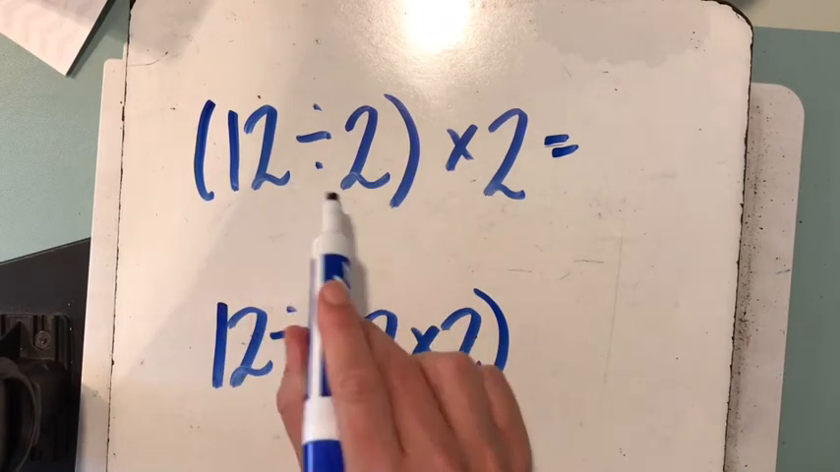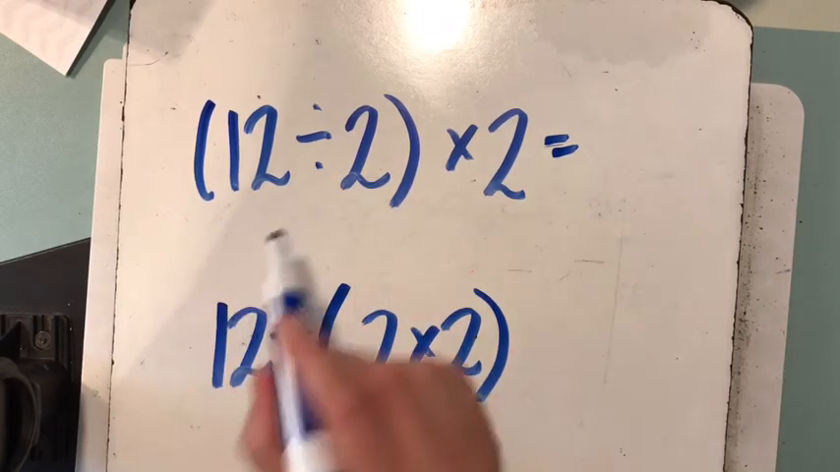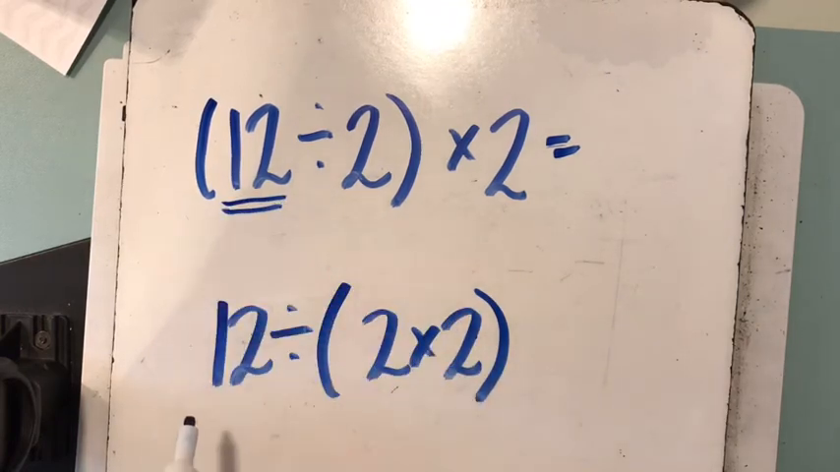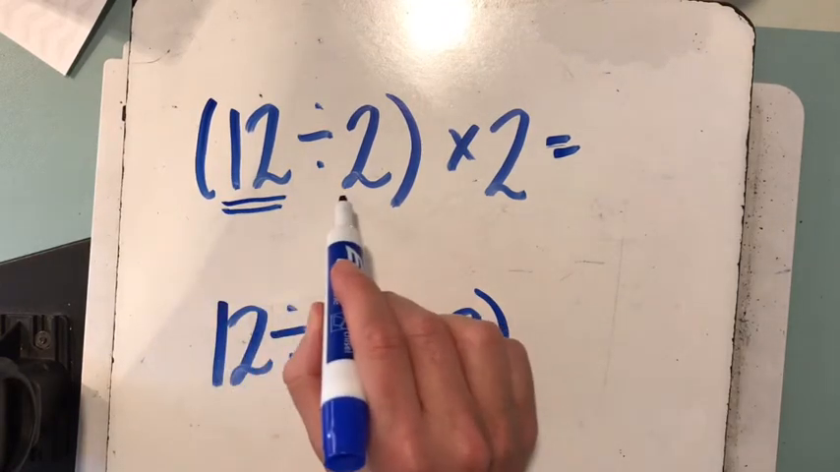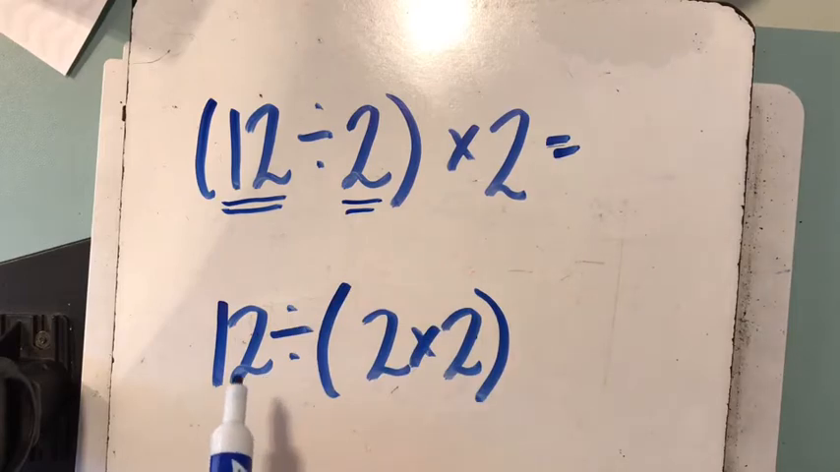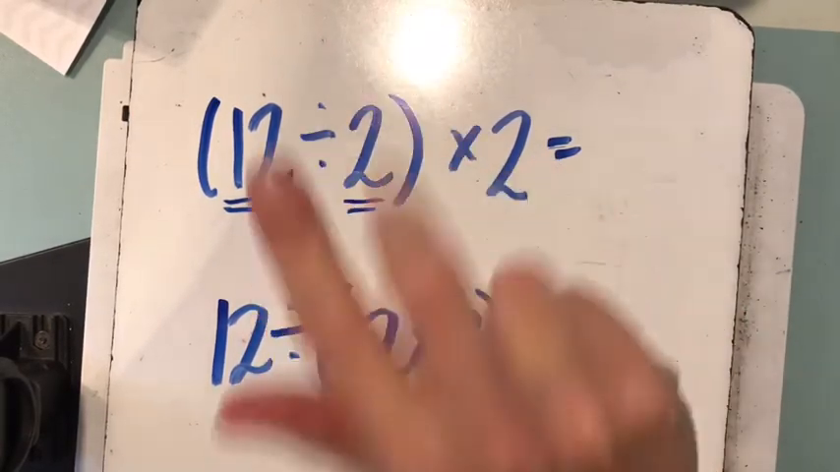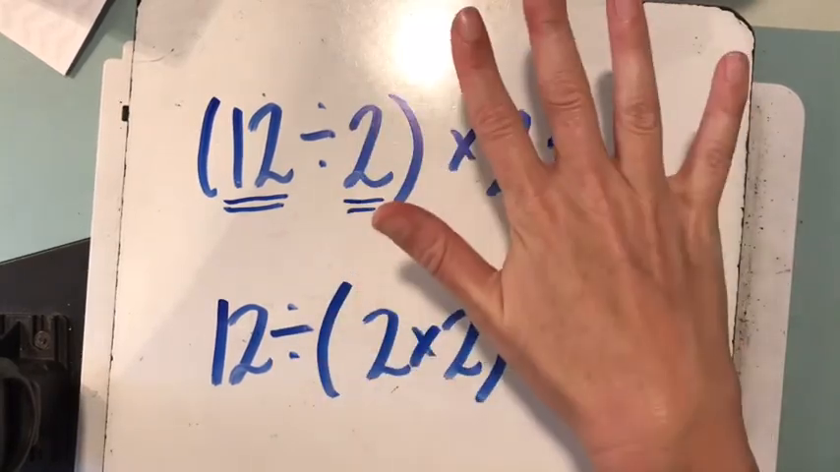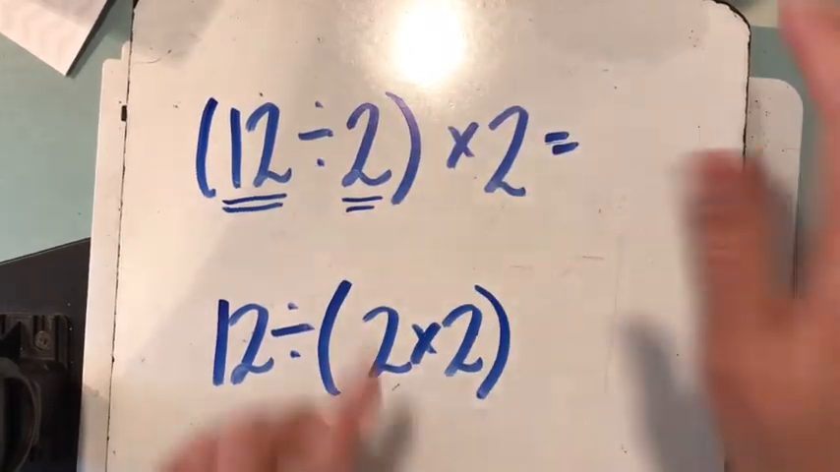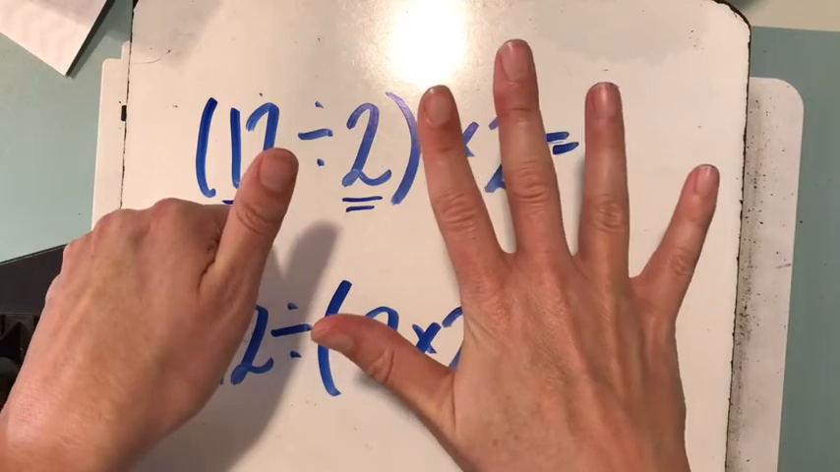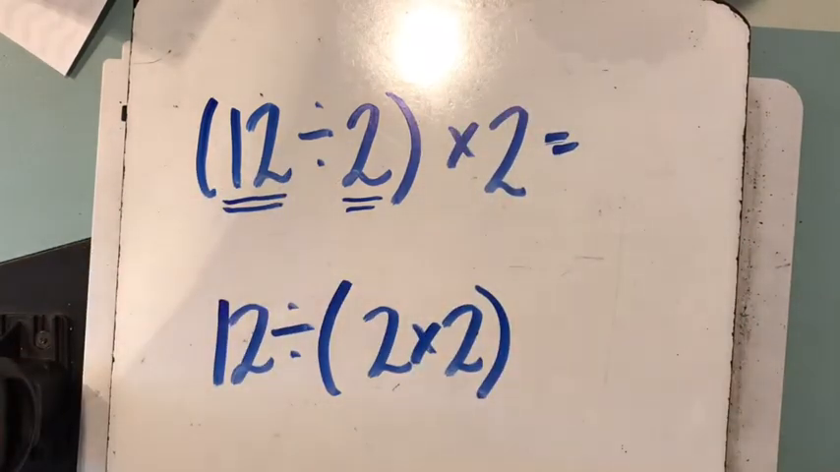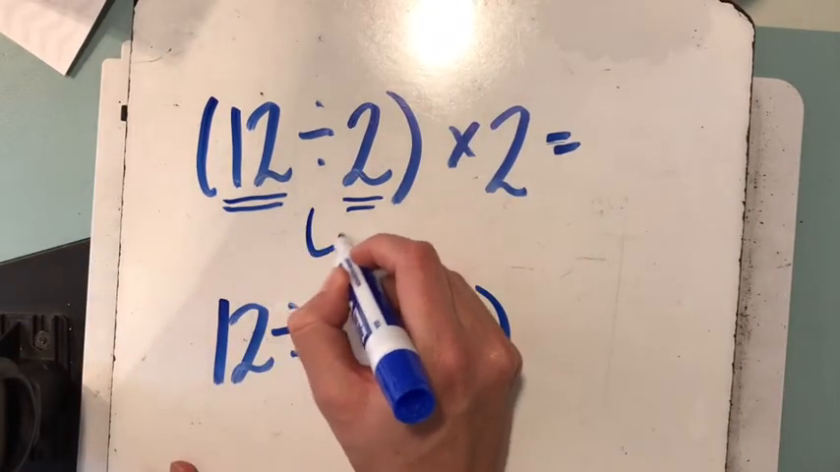12 divided by 2. What is 12 divided by 2? Well, I know the total is 12, so that's where I'm trying to reach. But I'm going to be skip counting by what? 2. So let's skip count by 2s until we get to 12. 2, 4, 6, 8, 10, 12. So I skip counted how many times? 6 times. So 12 divided by 2 is 6.